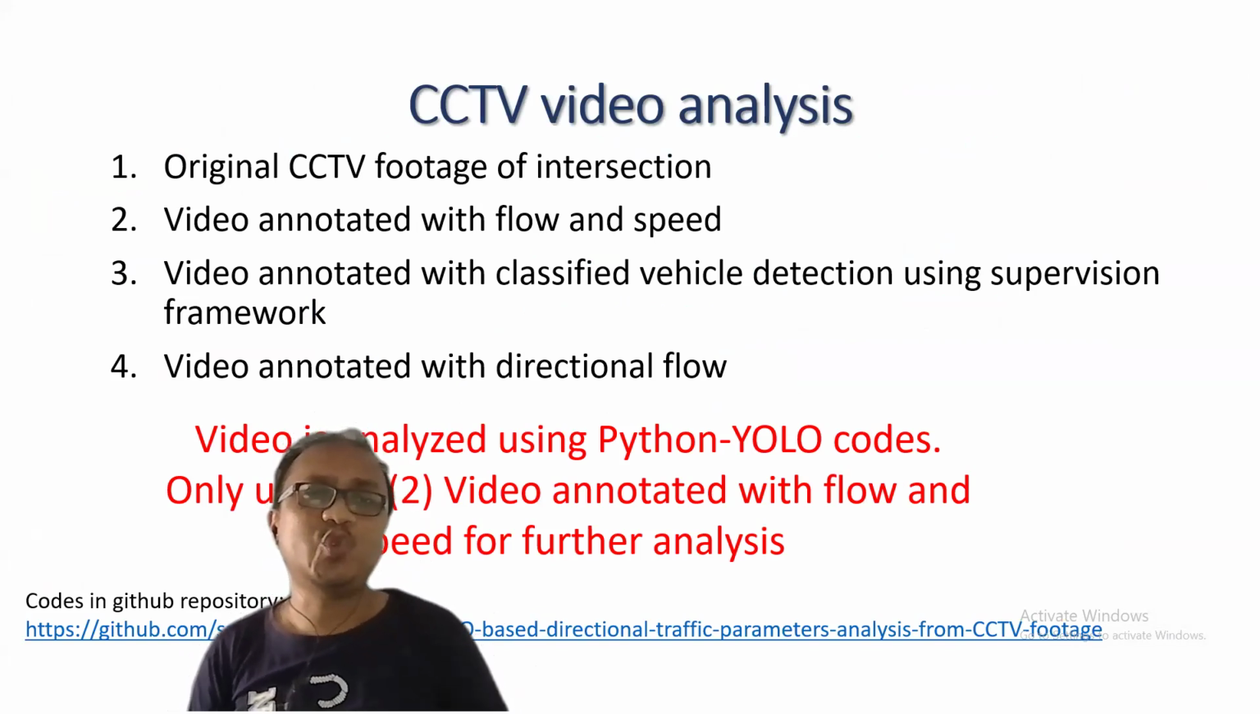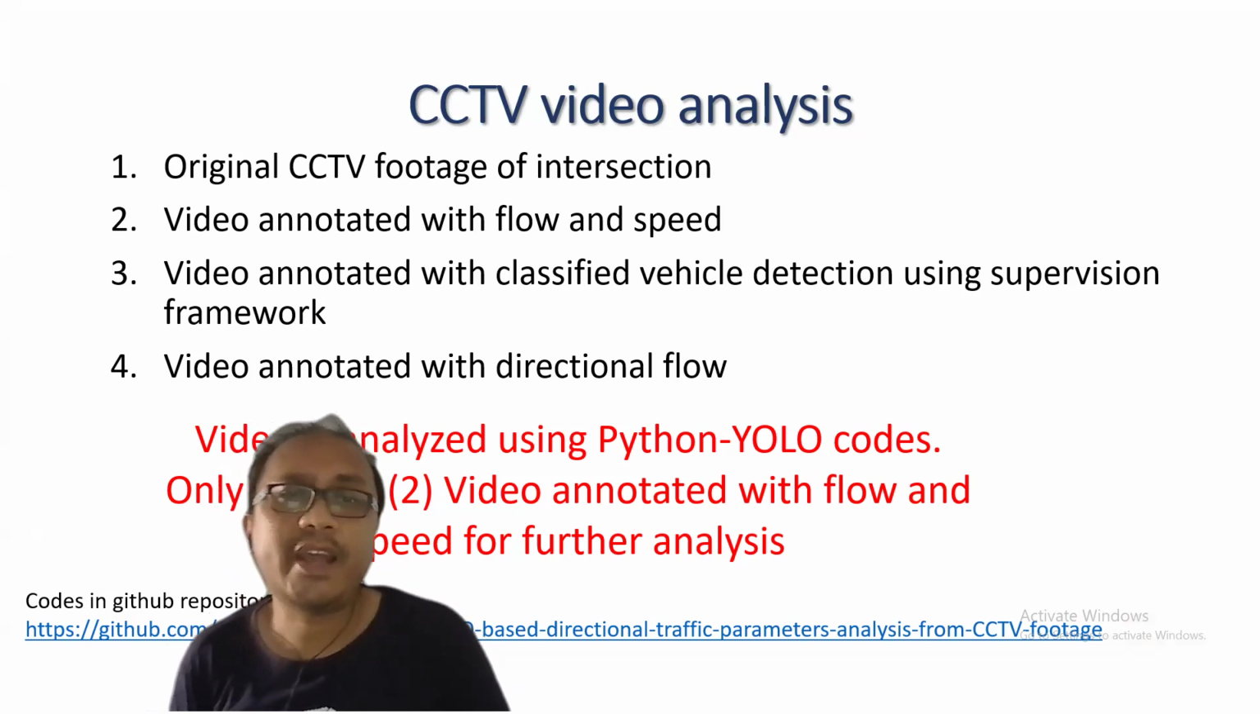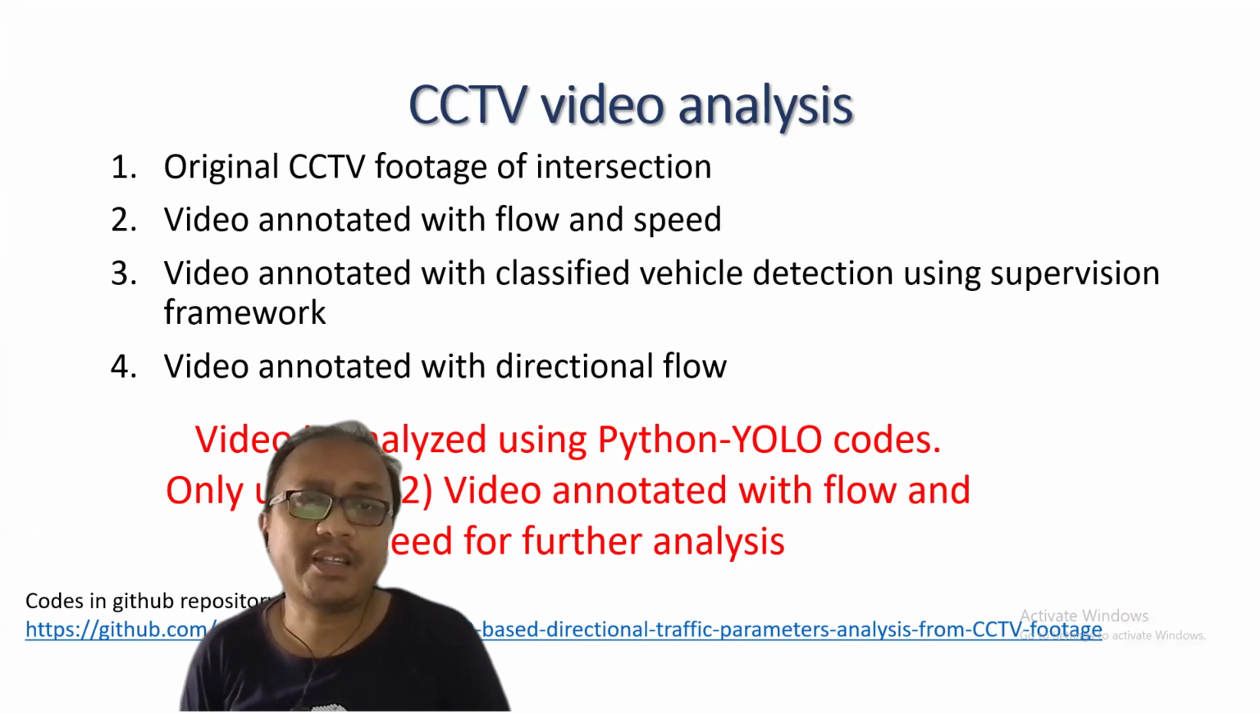I actually work on four video files. The first one is the original CCTV footage of the intersection. Then I use a video annotation which can interpret flow and speed. The third one, I use a video annotated only for classified vehicle detection using the Supervision framework. It's a framework developed by Roboflow. And lastly, there is a video annotation only for directional flow. But for this study, I only use two, that is the video annotated with flow and speed only.